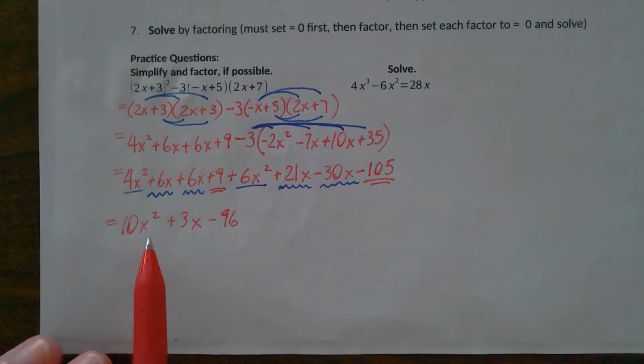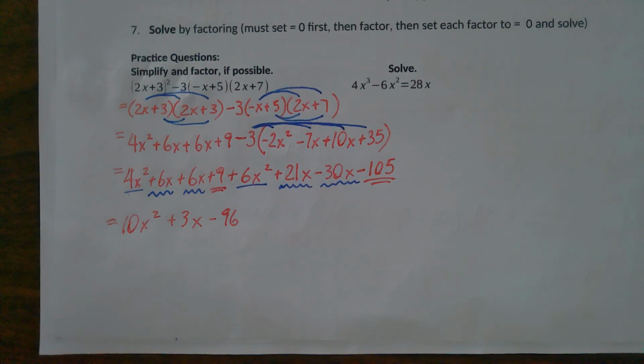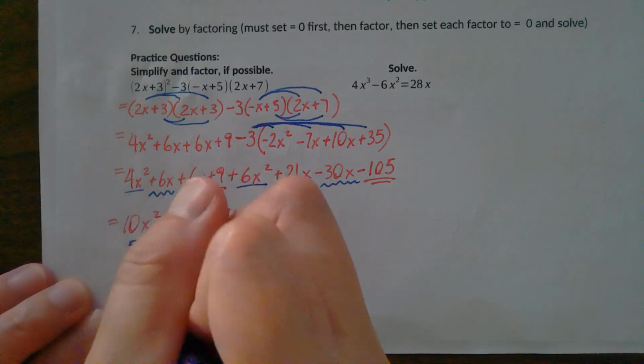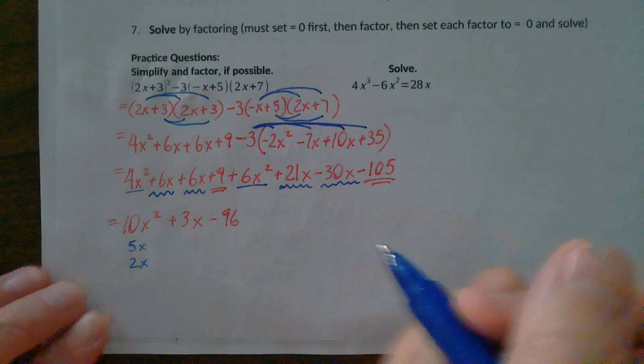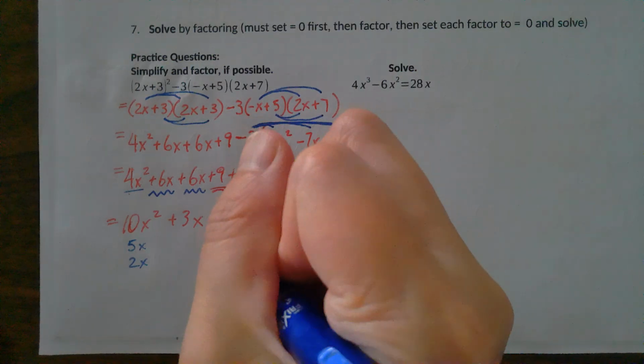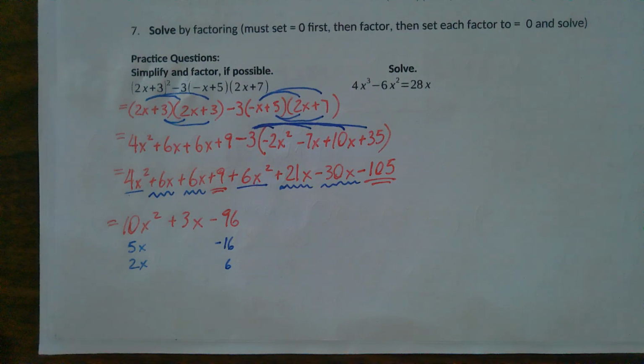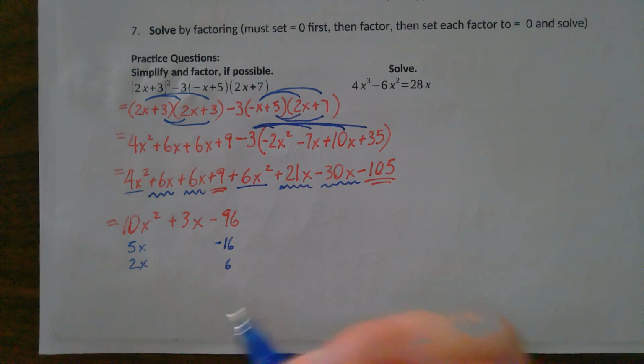So factor, it's a trinomial. What times what gives me 10? 5 times 2. Okay, so let's try it. 5x times 2x. What times what gives me negative 96? 12 times 8, 16 and 6, 24 and 4. Well, let's try it out.